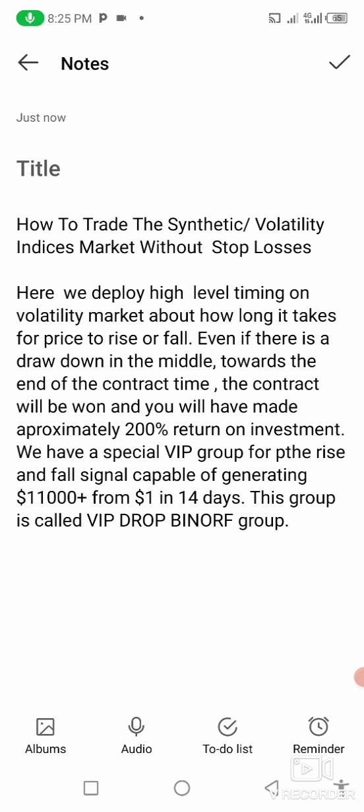Here we deploy high level timing on volatility market about how long it takes for price to rise or fall. Even if there is a drawdown in the middle of the contract time, towards the end of the contract time, the contract will be won and you will have made approximately 200% return on investment.